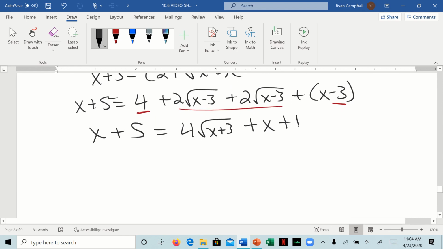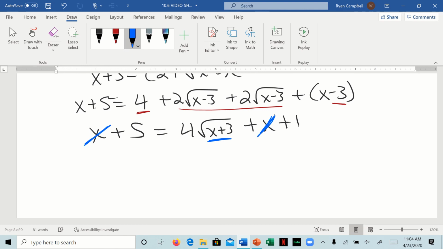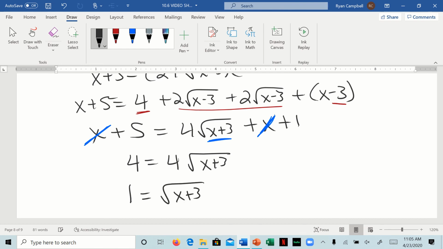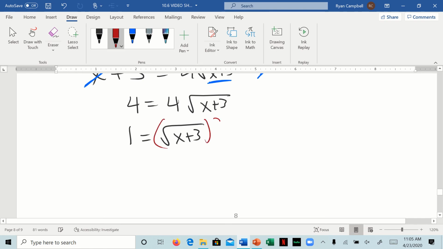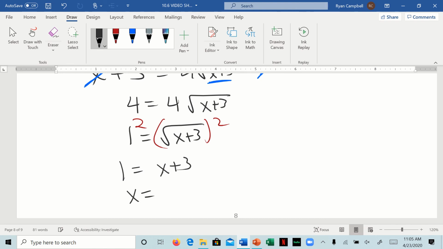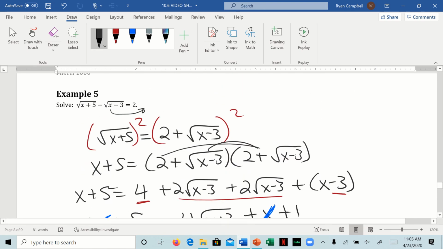So moving everything, now we need to isolate this radical, right? So move everything to the left. So x's cancel. So we subtract the 1, and we get 4 equals 4 square root of x minus 3. And then divide by 4. So we just get 1 equals square root of x minus 3. Square both sides. So we get 1 is x minus 3. And we're done. Hopefully you thought no, because we also have to check it, right? That's part of the process.